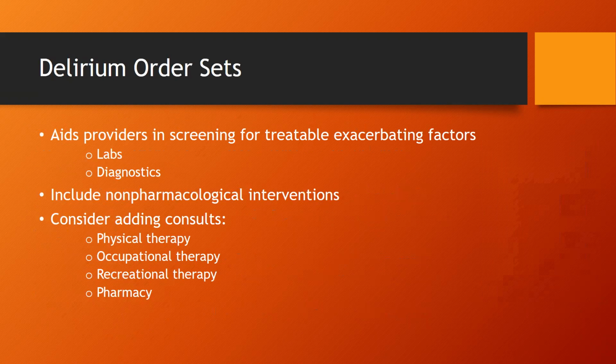So then a little bit about delirium order sets. These are helpful to aid providers in screening for treatable exacerbating factors. Again, you can include labs, diagnostics, and the non-pharmacological interventions. If your order set then fires tasks to nurses, that's wonderful. You can add consults for your different therapies and pharmacy. Again, pharmacy is really important for those potentially harmful medications and medication interactions.